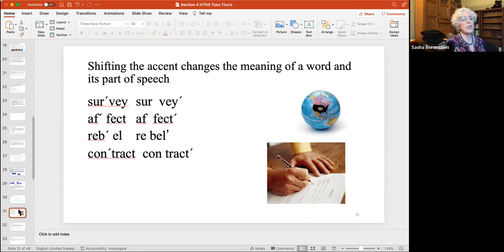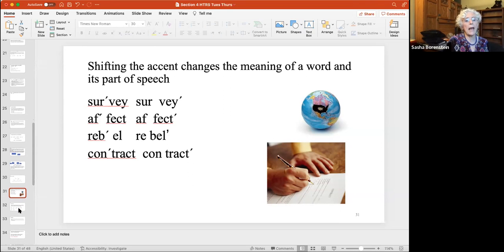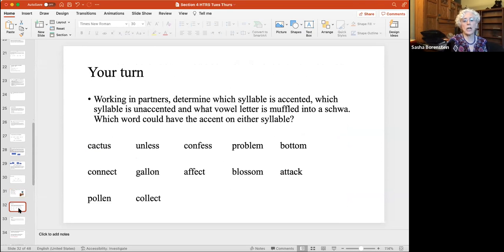Affect is an emotion. Affect is a verb, changing something. Rebel is someone who rebels. Contract, we actually change the pronunciation there, don't we? So accent is really important. It changes meaning, and it changes how we pronounce this.